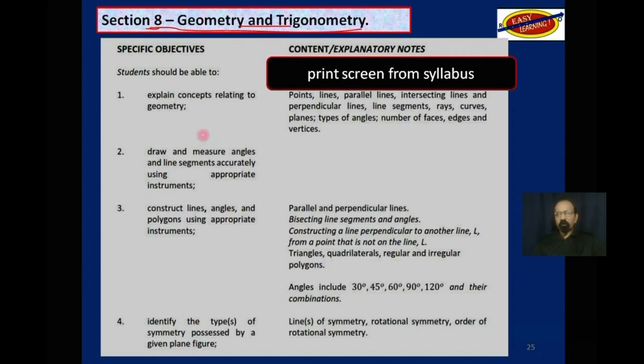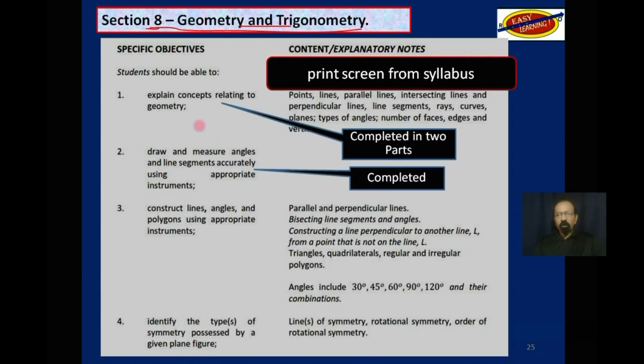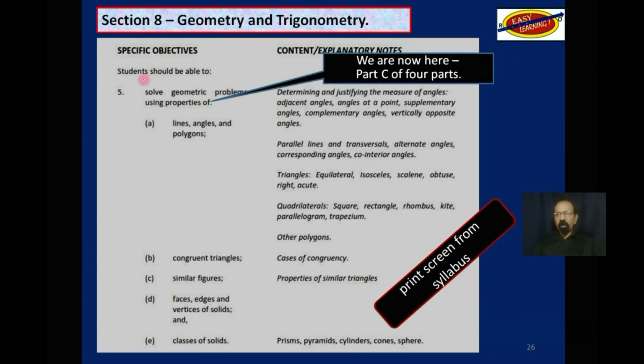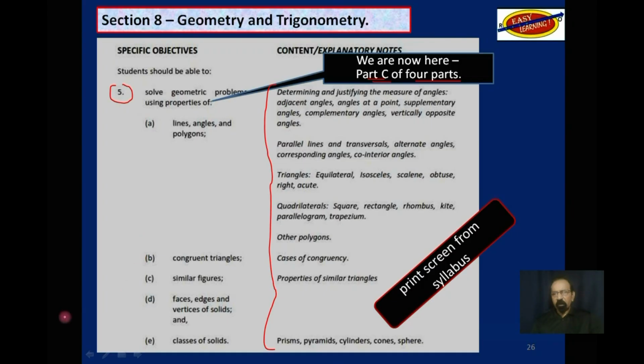So, section 8, geometry and trigonometry. This is a print screen of the first page from this section with the objectives, the specific objectives. We have completed all of these. We are now here. This is part C of 4 parts because there is a lot of work here and I had to divide it into 4 parts. So we are now at part C. That's part C according to my reckoning. But according to this, it's actually part B and C.